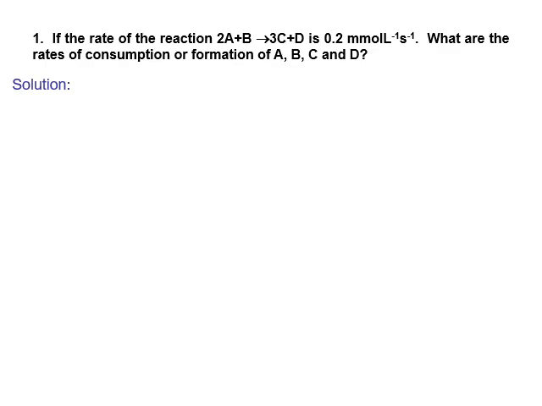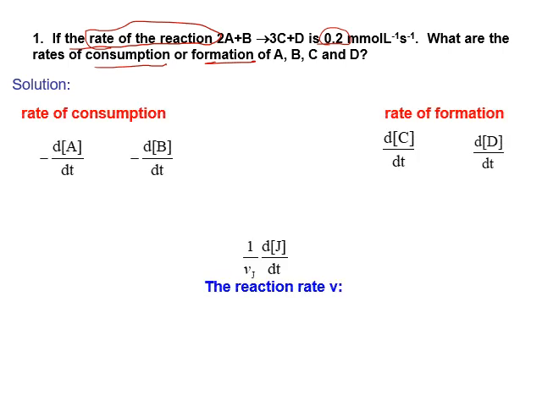In question number 1, it gives you the rate of reaction to be 0.2. It asks you to calculate individual rates, including consumption, formation of A, B, C, D. The relation between the rate of reaction and the individual rates is as follows. The individual rates divided by the coefficient of each substance give you the reaction rate. In this case, it is 0.2 millimole per liter per second.